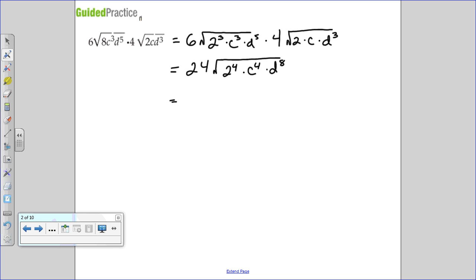Now, on the outside, I've got 24. Alright, the square root of 2 to the fourth is 2 squared. The square root of c to the fourth is c squared. The square root of d to the eighth is d to the fourth. Alright, 2 squared is 4. 4 times 24 is 96. So I have 96 c squared d to the fourth. Now, this type of problem is not on your worksheet, but it's necessary to do some of the latter problems.